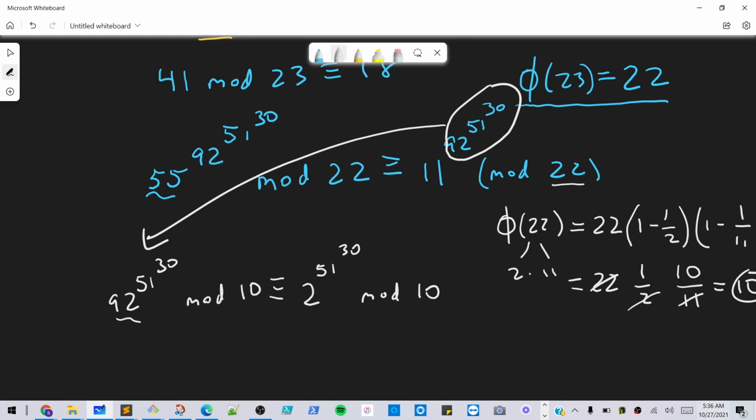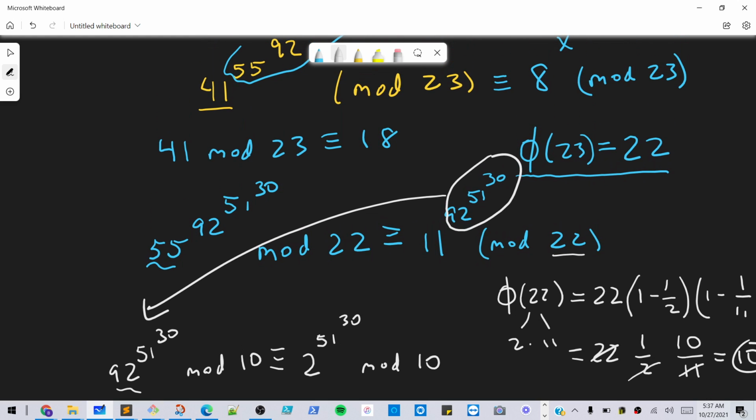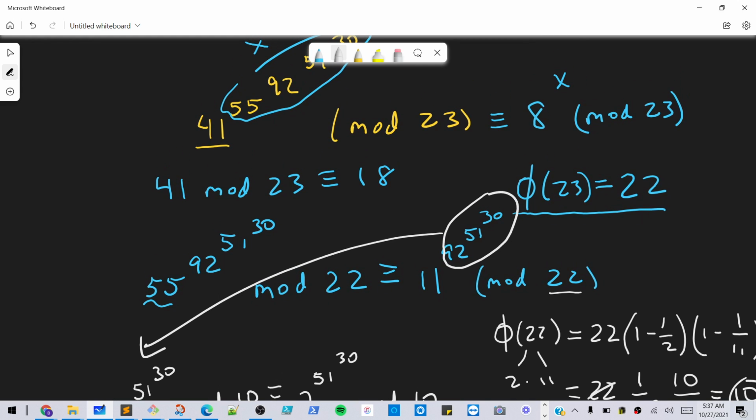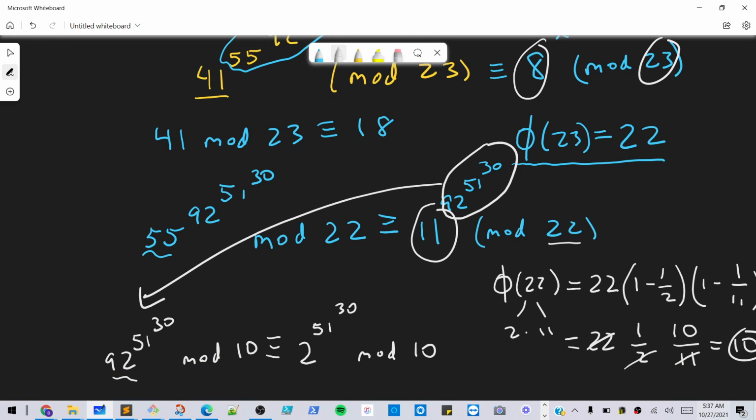And then, one thing I forgot to mention is that when doing this where you use the totient function, you need to assure, oh, I just violated the, made a mistake. So you need to know that the base and the mod are relatively prime. So here, 18 and 23 are relatively prime. But there's a problem here, because 11 and 22 are not relatively prime. So I need to actually backtrack.